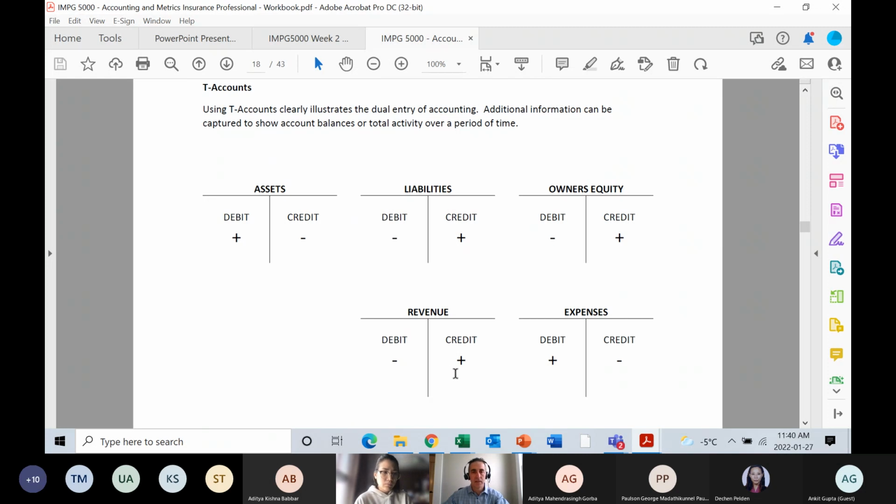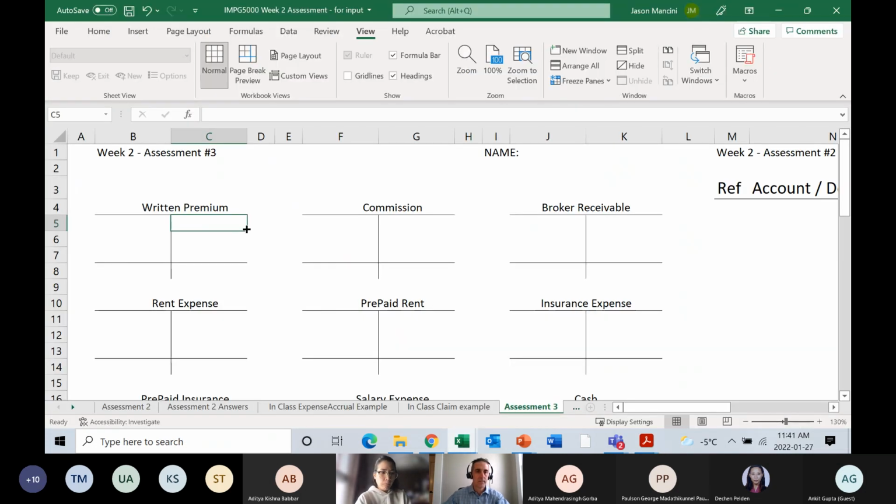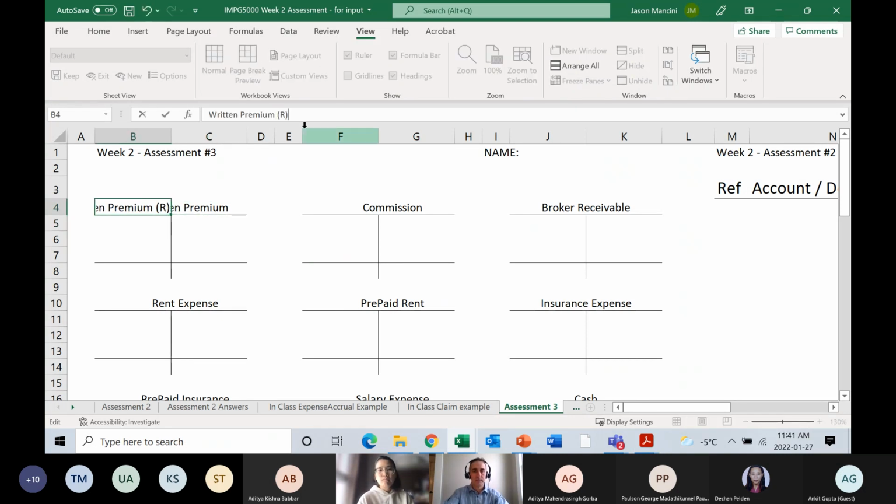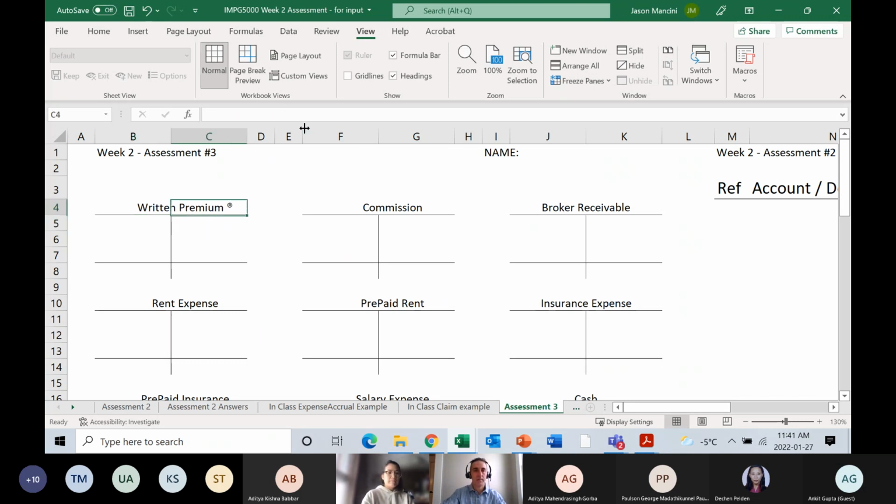So I'm going to put an entry in the T account on the right-hand side, okay? Written premium. This is our revenue account, not trademark. $12,000. And I'm going to put a little footnote that this is transaction number one. So again, we put in this transaction so we could go back and identify that we have a right-hand side for transaction one.